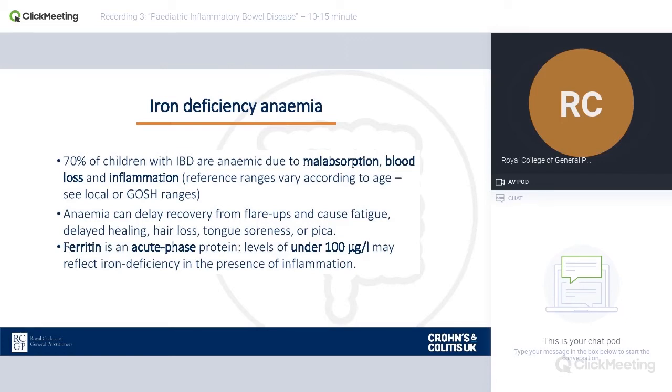And we know that in adults, again, ferritin is an acute phase protein. So again, if we see blood results back from children and their ferritin's raised, but they have raised inflammatory markers as well, that doesn't mean that they're not anemic or not iron deficient anyway.